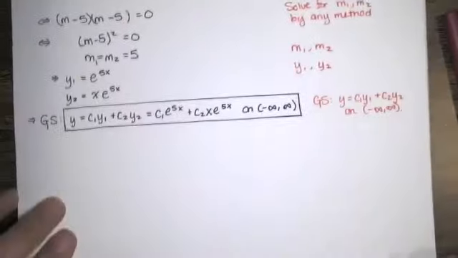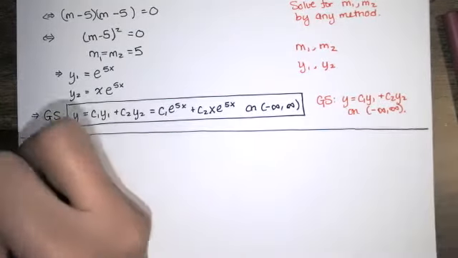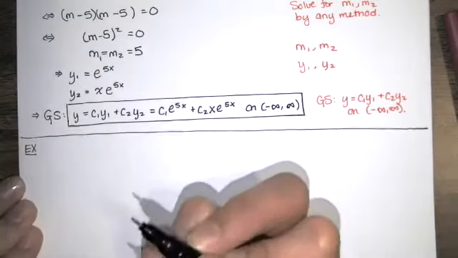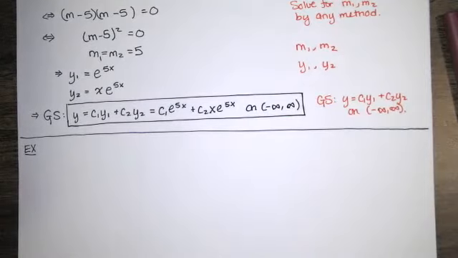All right, so that's what we've got there. Now let's do our last example. And this last example for this video, I want to make it an initial value problem so I can show you how to find the right values of these constants.